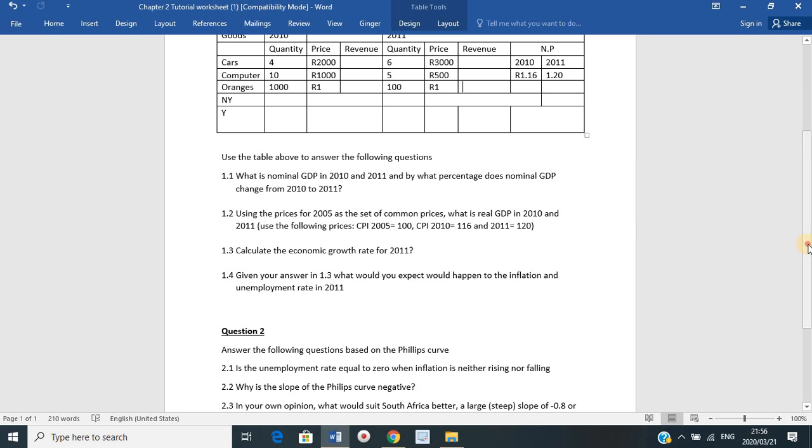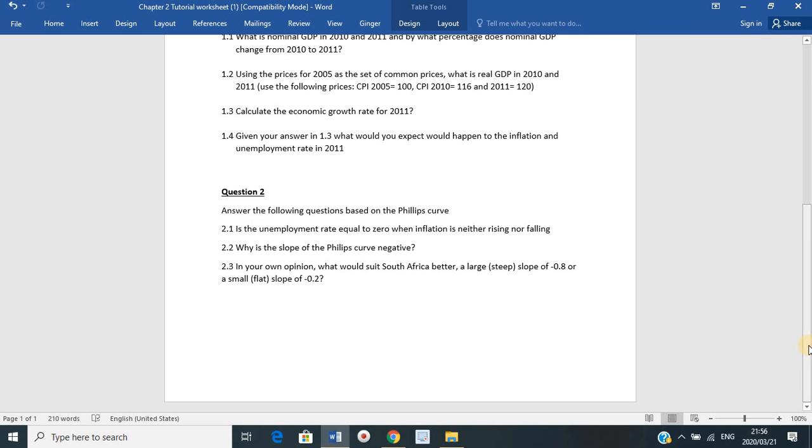Question 2 says, answer the following question based on the Phillips curve. Is the unemployment rate equal to 0 when inflation is neither rising nor falling? The thing is, in the labor market we have turnovers. We have different types of unemployment: frictional unemployment, cyclical unemployment, and structural unemployment.